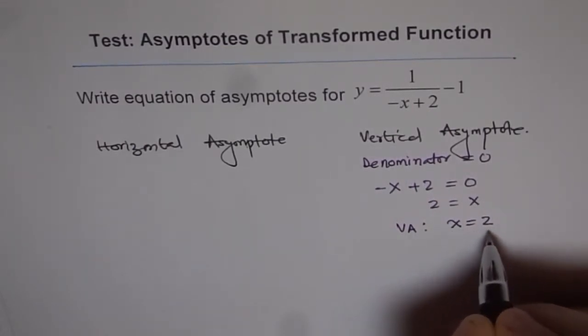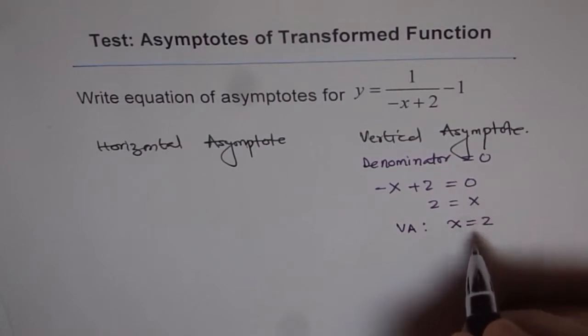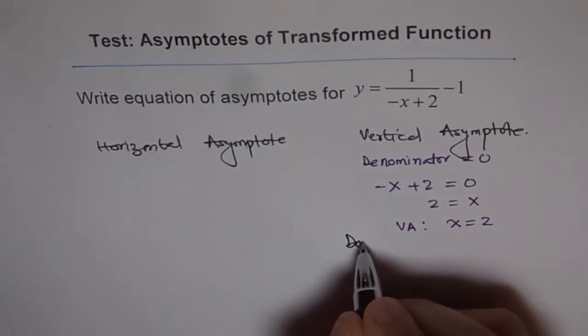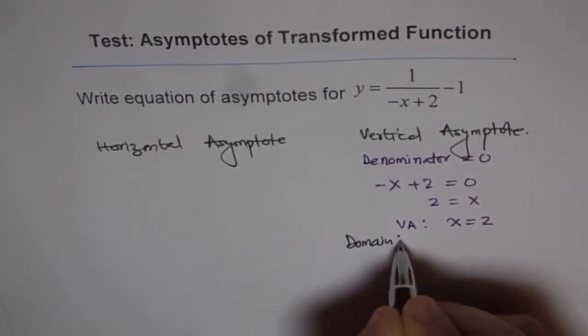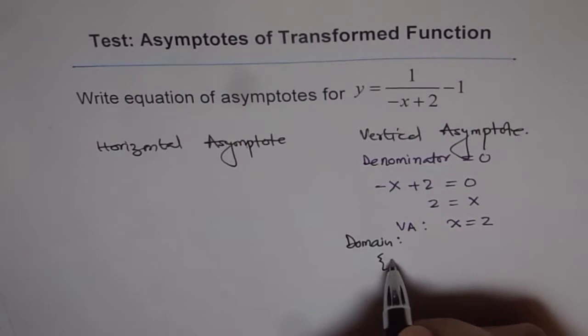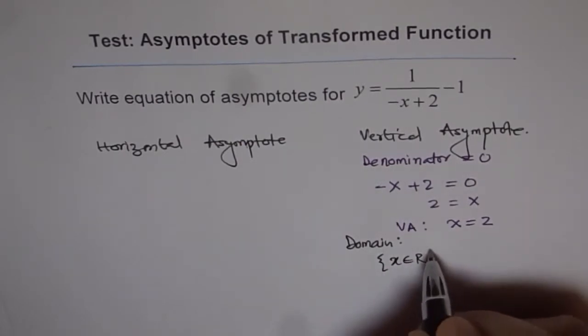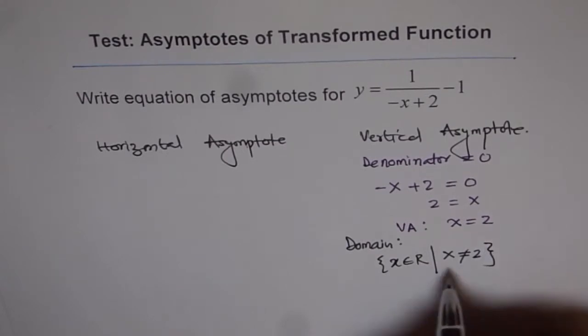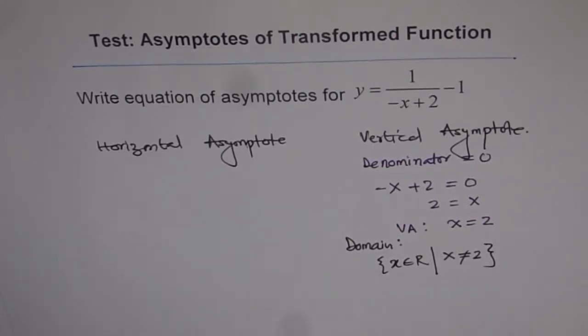Since x equals 2 is a vertical asymptote, we can write what the domain is. Do you get the point? So we write now the domain is x belongs to real numbers, so that x is not equal to 2. Everything but not 2. That is how we get the domain of such a function. Now let's look into the range, which comes from the horizontal asymptote.